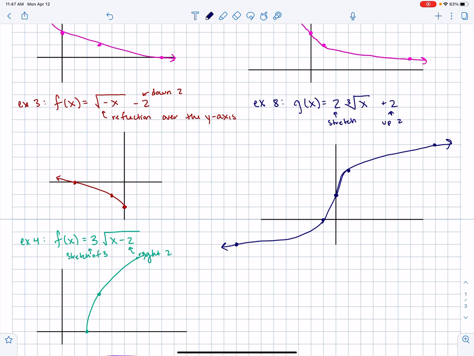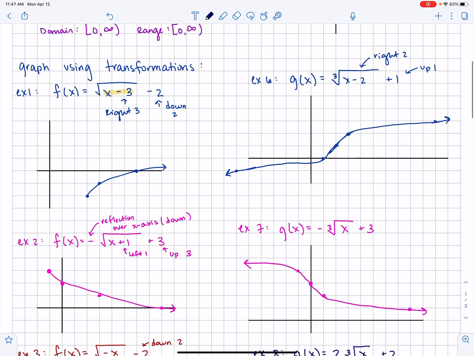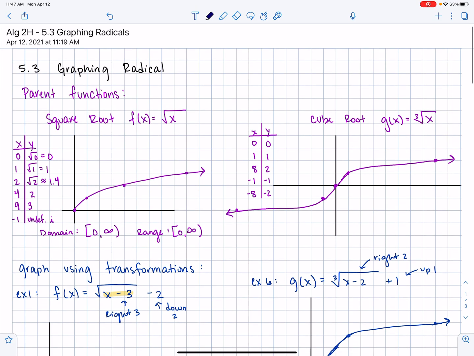On your graphs, we'll practice this tomorrow. Hopefully you got a little bit better idea of your parent graphs and your transformations. As a reminder, you need to add these parent functions to your parent function page.